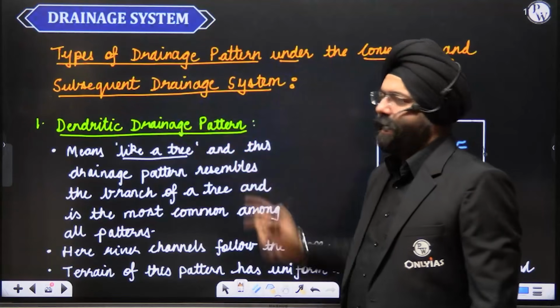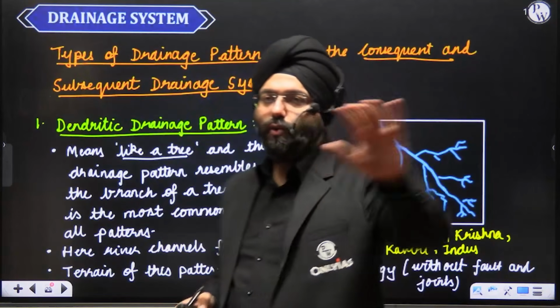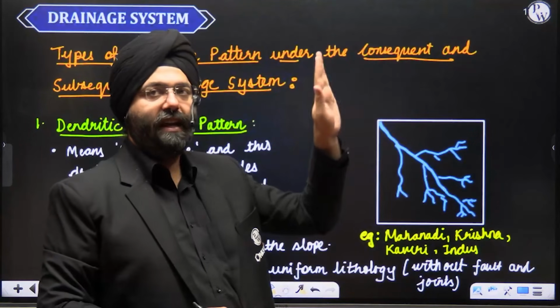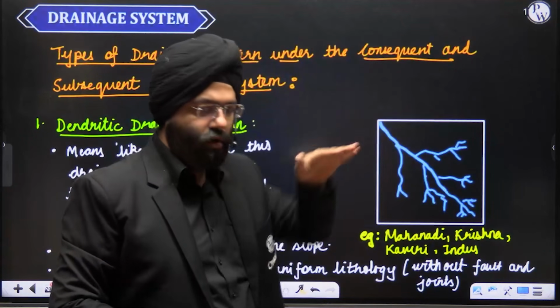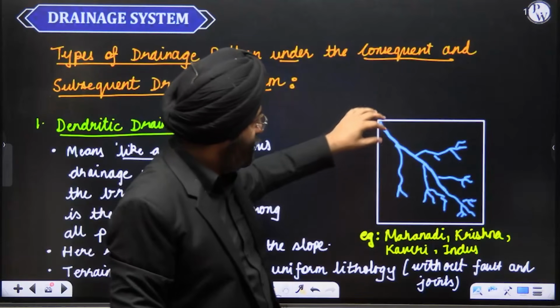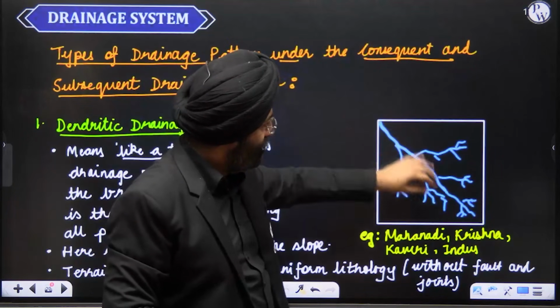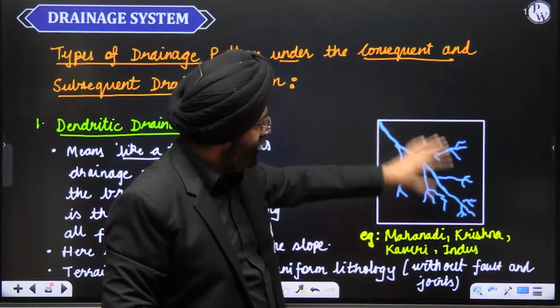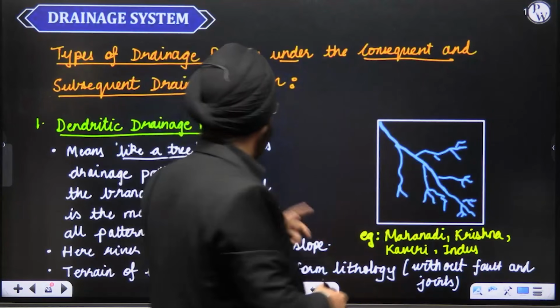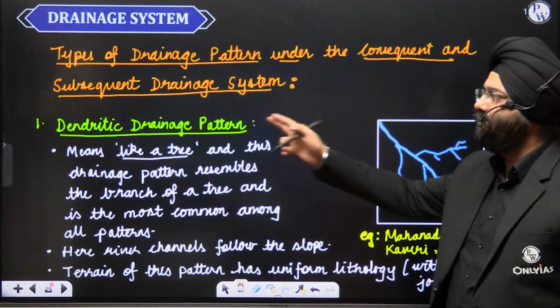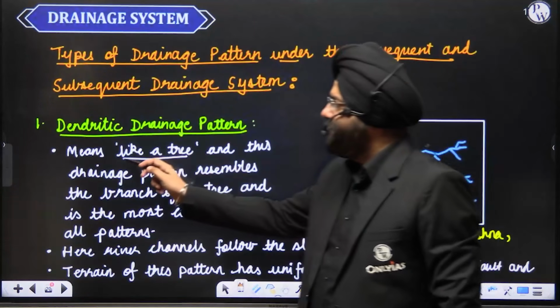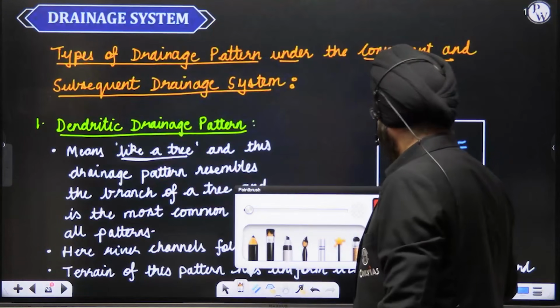Dendritic drainage pattern basically means that when you view a river from an aerial aspect, let us say you are a few hundred feet above and you see a river along with its tributaries, and you see that it is like a tree-like structure. This is a main river. There are certain tributaries also here. So what is going on? Over here, we realize that this represents a branch of a tree. That is why it is known as dendritic. What does it mean?